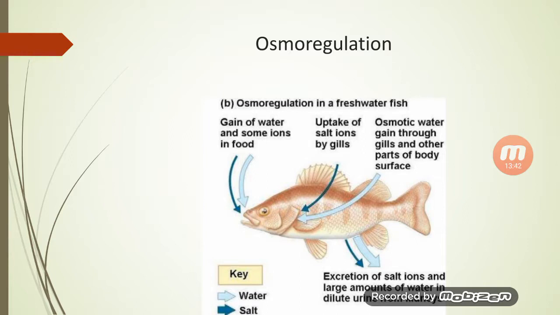The gain of water takes place from their mouths and some ions which are present in their food. Uptake of the salt ions also takes place through their gills, and there is osmotic water gain through gills and other parts of the body surface. So there is excretion of salt ions and large amounts of water in dilute urine from the kidneys. So this is how osmoregulation operates in the freshwater organisms which live in a hypotonic solution.